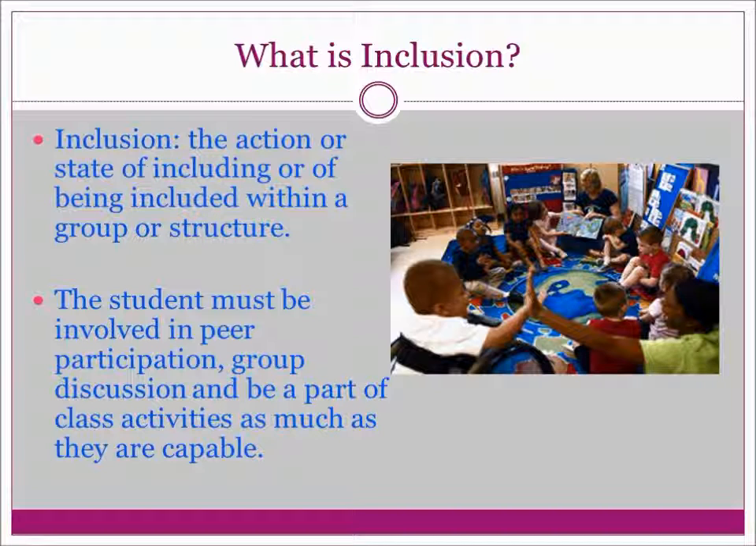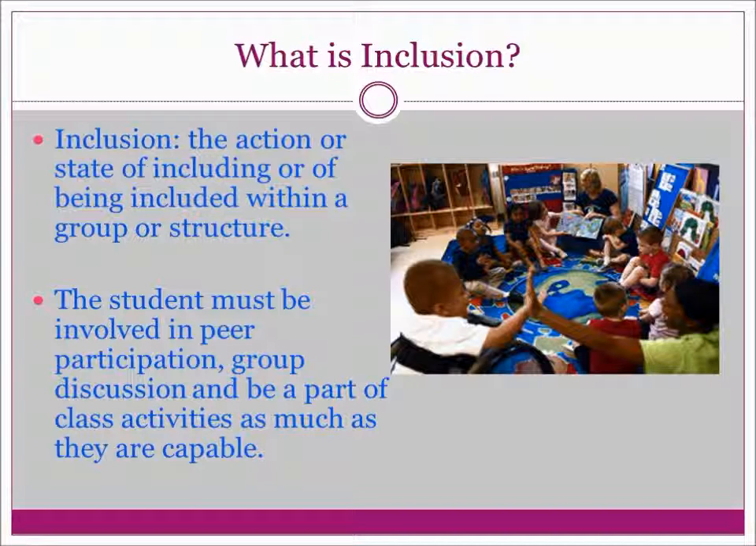To truly be in an inclusion setting, the students must be fully encompassed within the classroom. The students must be involved in peer participation, group discussion, and be a part of class activities as much as they are capable. I do not consider a student included when they are sitting in the back with an aide who does the student's work for them.